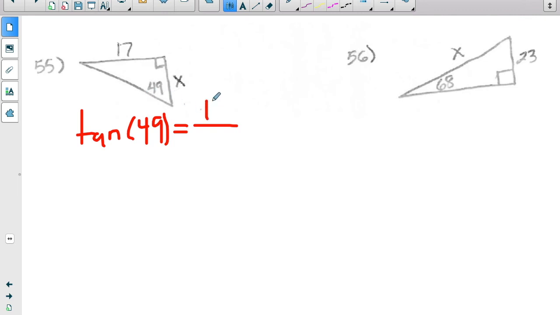Tangent is going to be the trig function we use for this angle 49, because we're not looking for the hypotenuse, we're not given the hypotenuse, so we're using tangent. Now tangent is opposite over adjacent. The farthest side away from 49 degrees, our angle, is 17. So it would be the opposite side length. Now the side closest to 49 degrees is x, so it would be the adjacent. So we have it set up here.